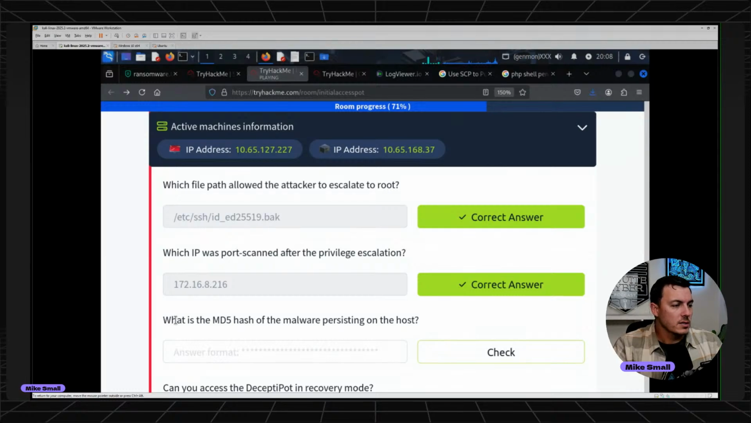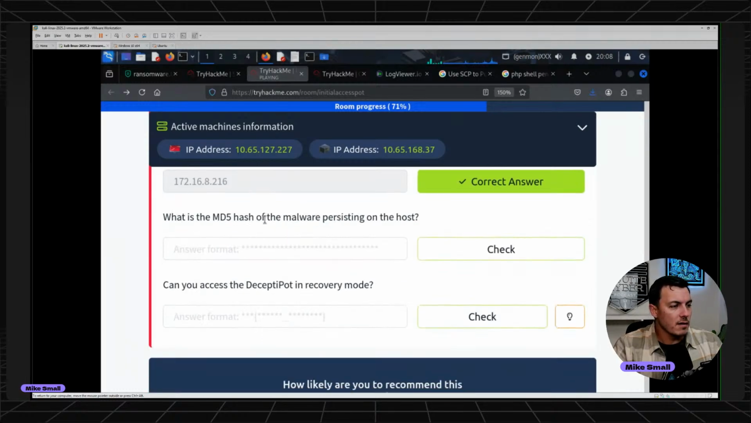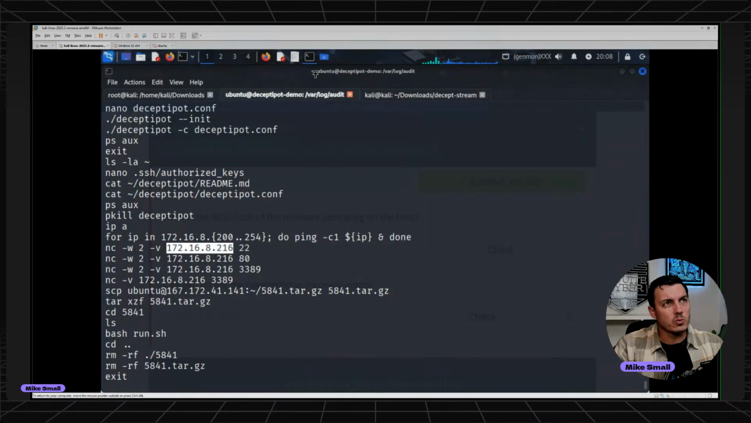All right, what is the MD5 hash of the malware persistent on the host? So this is the hard part. The malware persisting on the host. So they have a backdoor in the web server. They have a SOCAT connection. And they are root. But now they're saying they have malware that is persisting on the host. And I think we saw some of that in here as well.